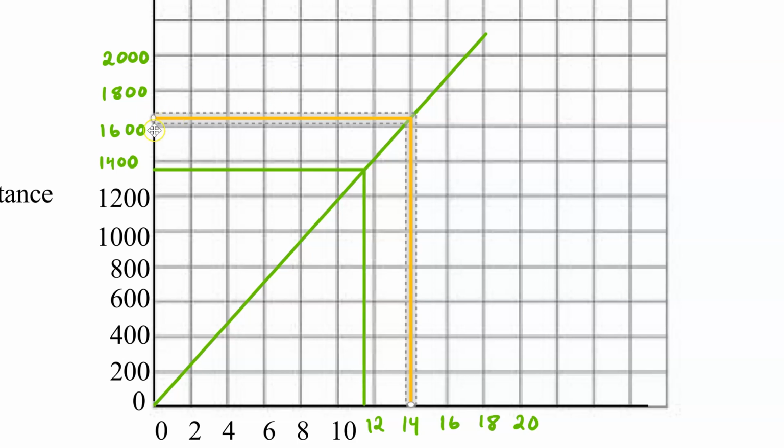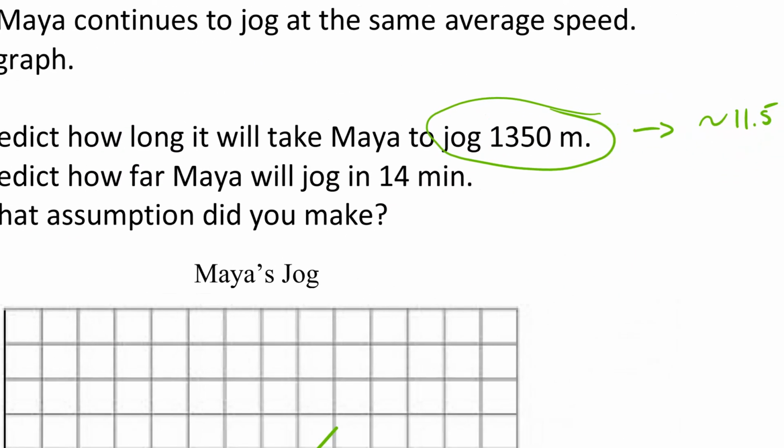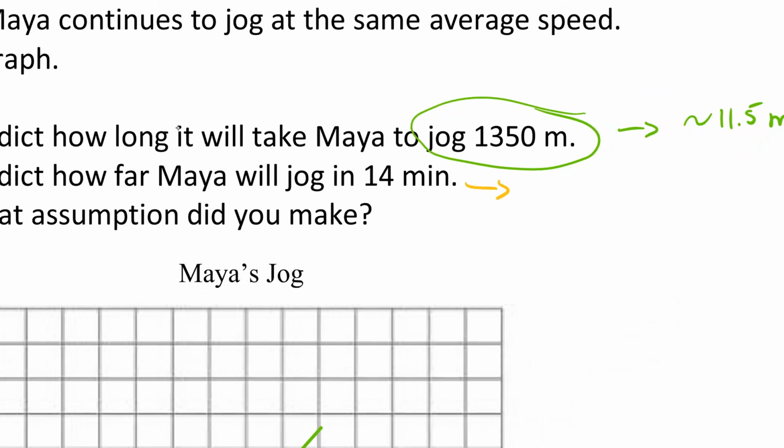Now, each line on the left hand side is going up by 200. It's not right in the middle, which would be 1,700. So we can estimate that it's going to be close to 1,650 meters. So for 14 minutes of jogging, she's going to travel 1,650 meters.